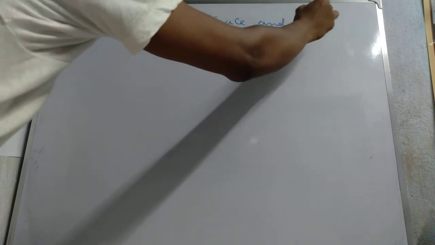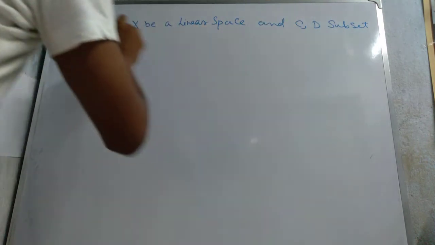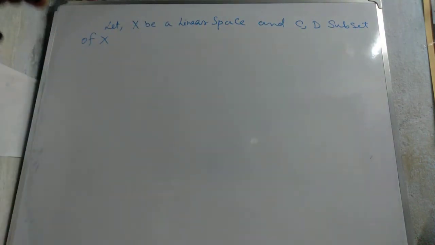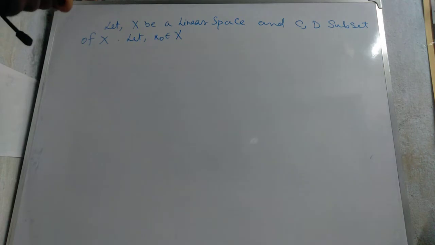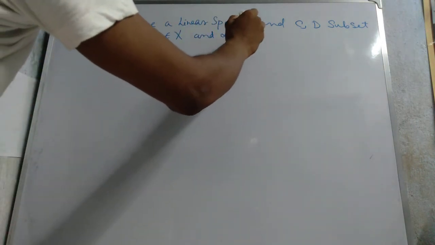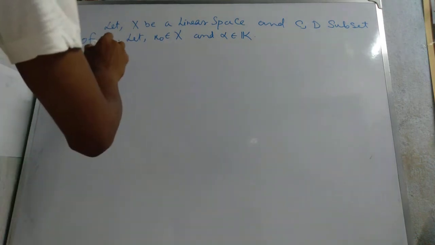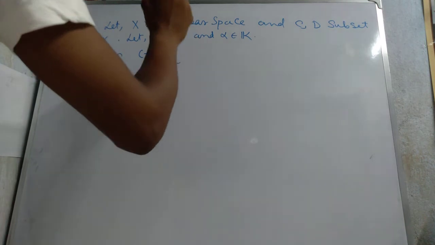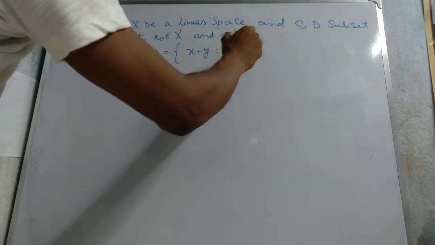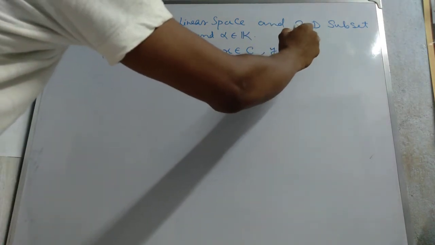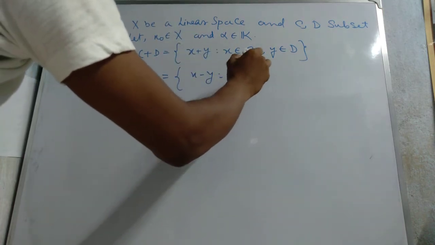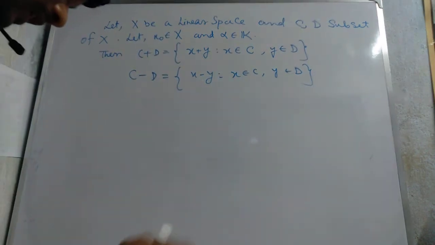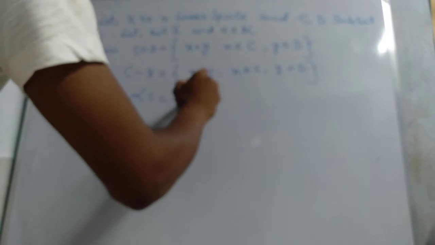Let C, D be subsets of X, and let x0 belong to X and alpha belong to K. Then C + D equals {x + y such that x belongs to C and y belongs to D}, and C − D equals {x − y such that x belongs to C, y belongs to D}, and alpha C equals {alpha x such that x belongs to C}.